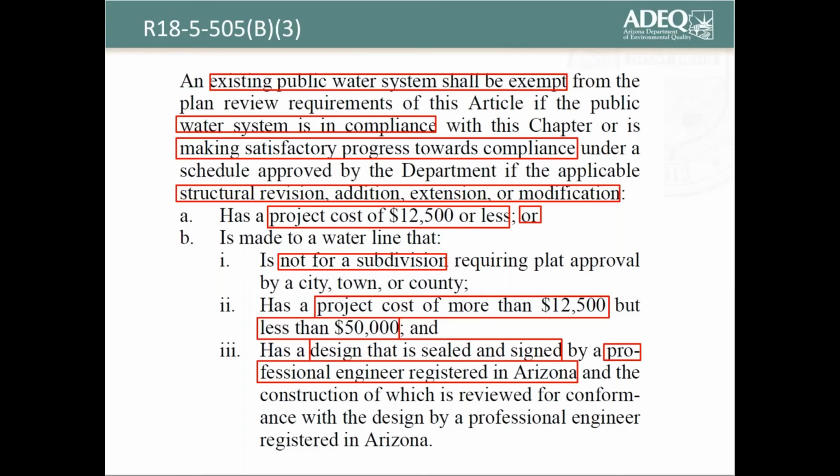So per R18-5-505 B3, the rule states that a project can be exempt from plan review as long as it is in compliance, and the structural revision, addition, or extension or modification has a project cost under $12,500, or is a water line that is not for a subdivision, a project cost of more than $12,500 but less than $50,000, and has a design that is sealed and signed by a PE registered in Arizona.